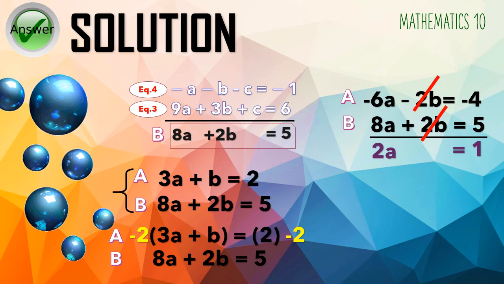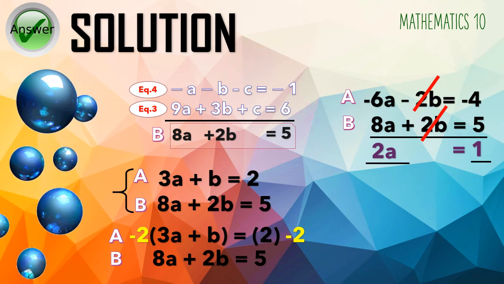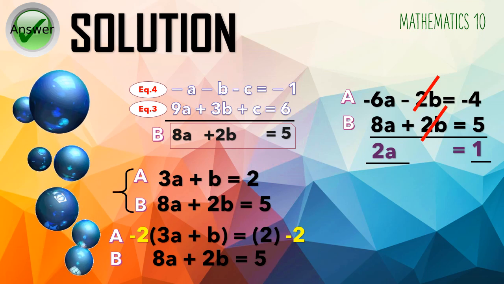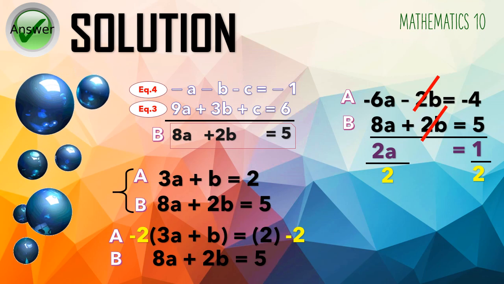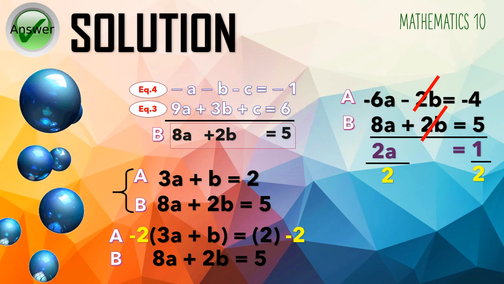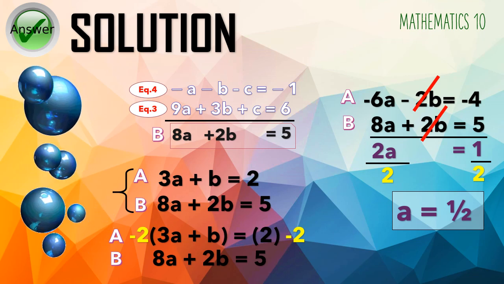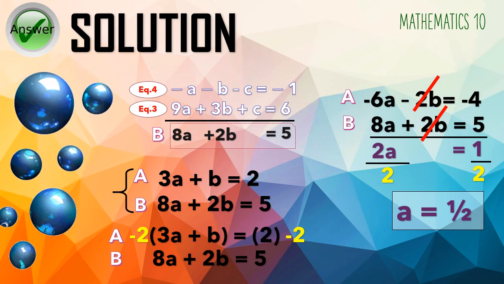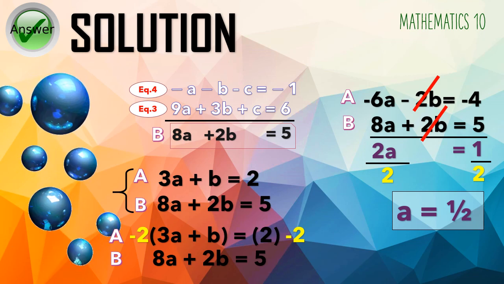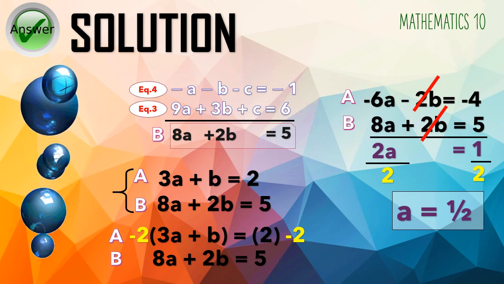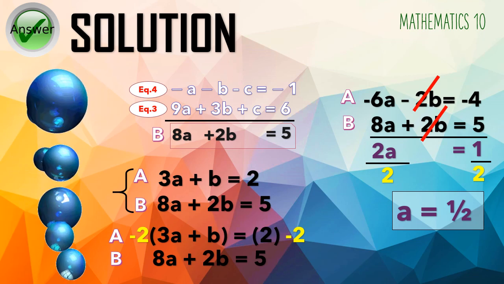So this is not yet the final answer. We are supposed to apply the multiplication property of equality. We'll just do the shortcut and divide both sides by 2. So 2a divided by 2 is a, and a equals 1/2. So we have our value for the variable a already. Now let's proceed with getting the value of the other variables.